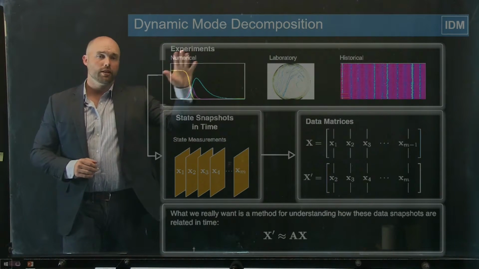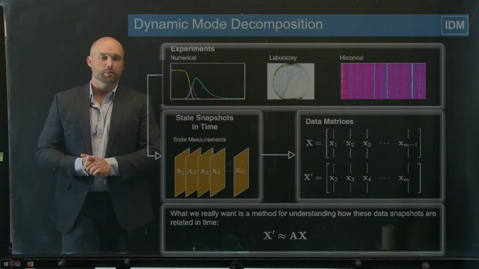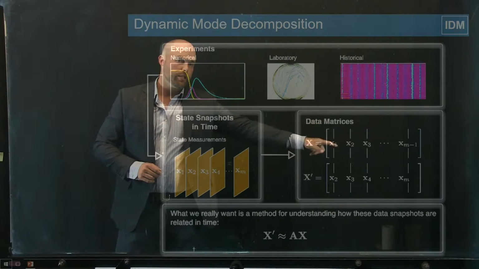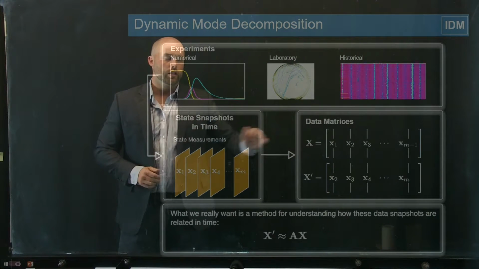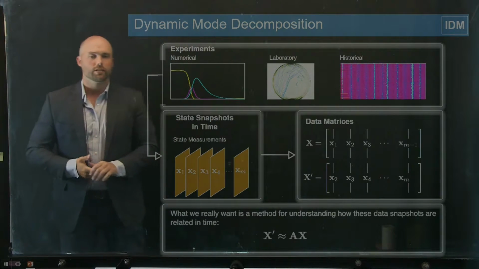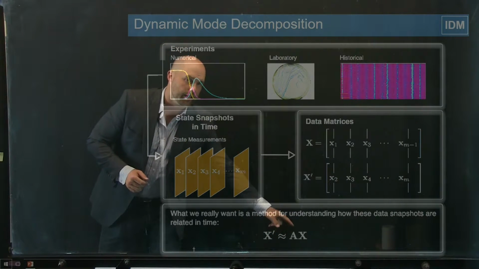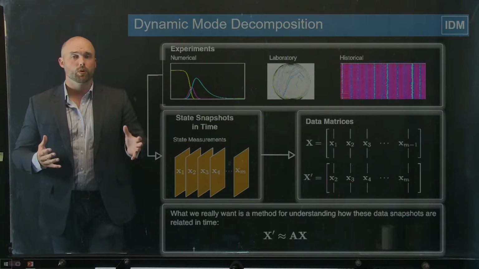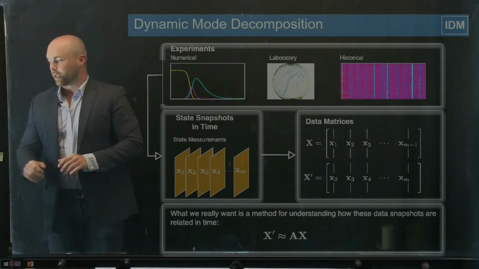You capture all the data you can from whatever experiment you have, you put it into state measurement snapshot matrices, form these into data matrices where each column is a particular time unit, each row is a particular state of the system, X is the current state snapshot matrix, and X prime is the future state snapshot matrix. And what we really want to find is an approximation of an operator A here that takes us from X to X prime. And this A, this DMD, dynamic mode decomposition A, is an approximation, hopefully, of the Koopman operator.